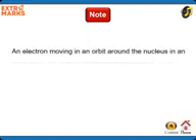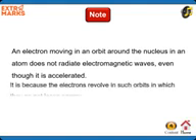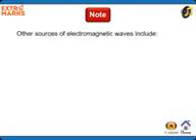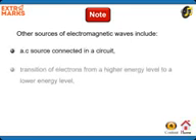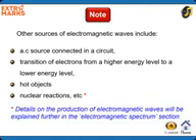An electron moving in an orbit around the nucleus in an atom does not radiate electromagnetic waves even though it is accelerated. It is because the electrons revolve in the orbits in which they do not lose energy. Let's see some other sources of electromagnetic waves: AC source connected in a circuit, transition of electrons from a higher energy level to a lower energy level, hot objects, nuclear reactions, etc. Let's watch the following animation for better understanding of electromagnetic waves.